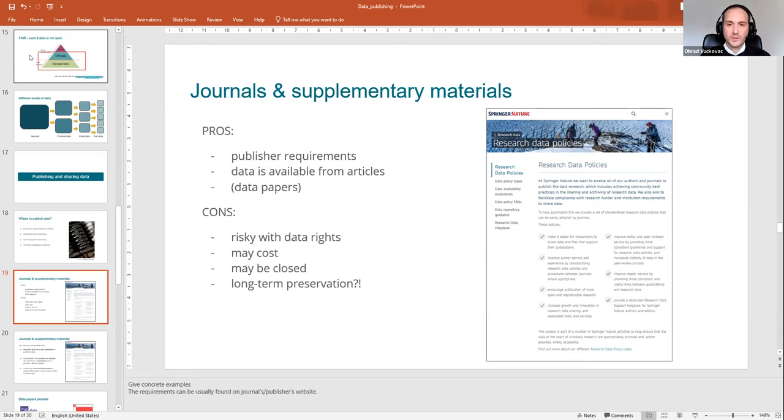So what are the good things about this? The publisher requirements, I don't know if it is good, but maybe it is, because sometimes publishers require that data should be open and available. The next thing is that data is available from articles. So if somebody is reading your article, it can be really reachable. And there are also good things like data papers, which I will explain later.